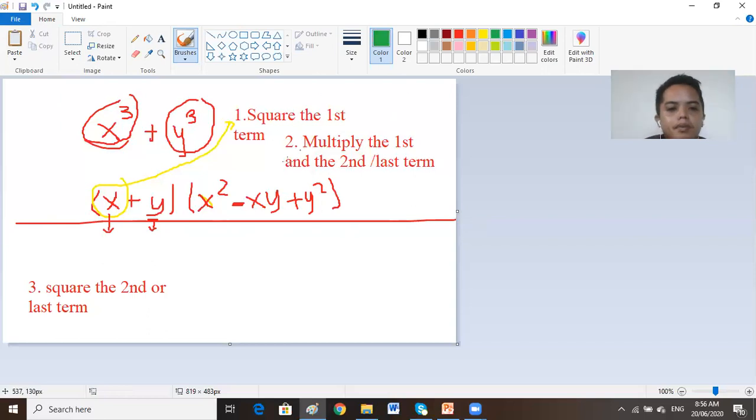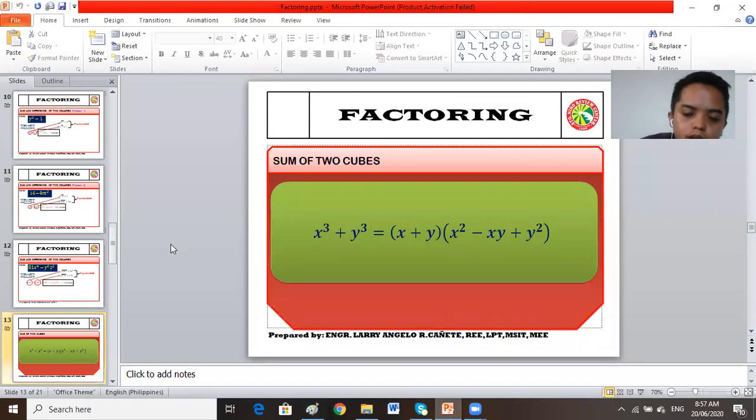So observe that it is always negative here. The first step is to square the first term, then you multiply the two terms, and then lastly, you square the last term or second term, which is this one, and it is always negative or minus. So that is for the sum of two cubes.